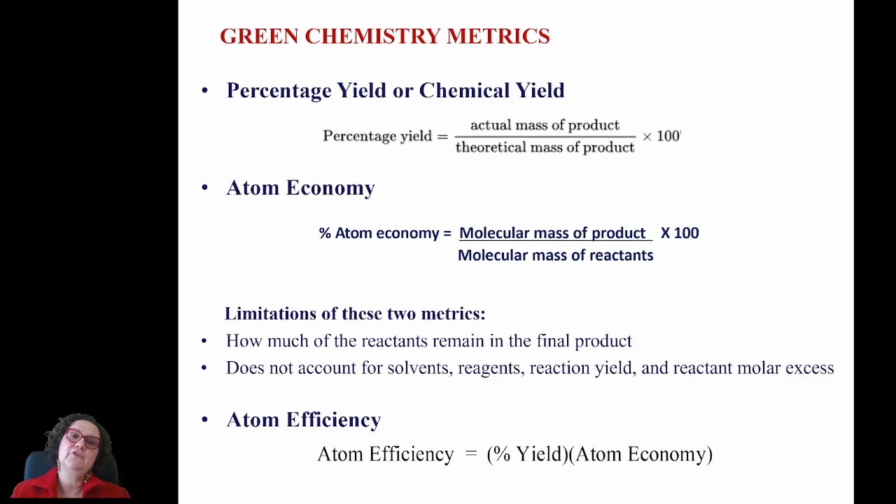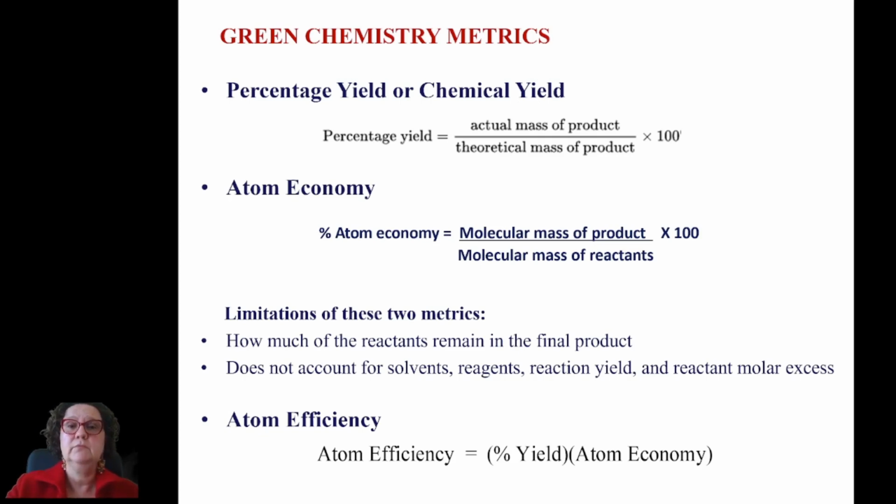In the next series of slides, we're going to be looking at some green chemistry metrics and how we can assess how good, how environmentally friendly, how green a reaction is. The traditional way of measuring how good a reaction is, is by looking at percentage yield. Percentage yield is how much product you have formed divided by how much product you were expecting to form from that quantity of reagents.